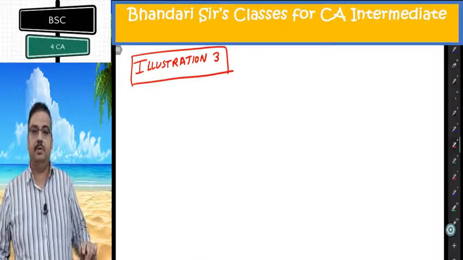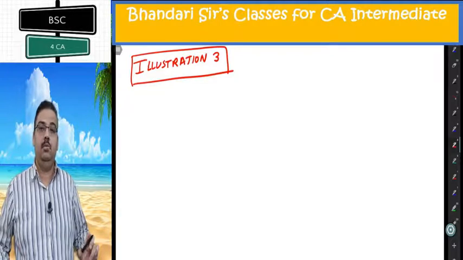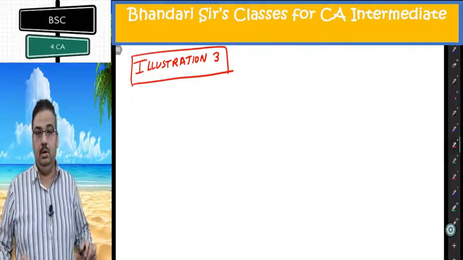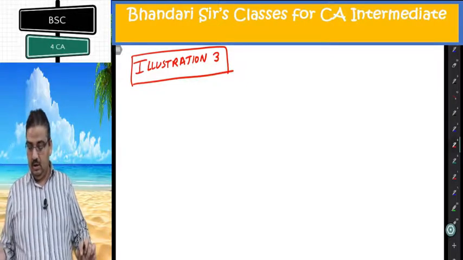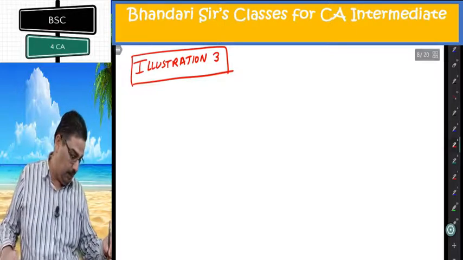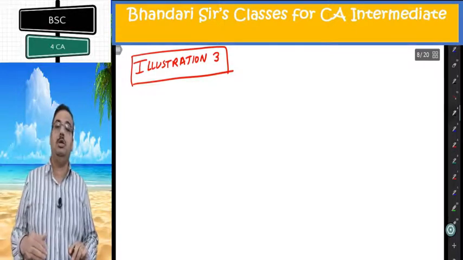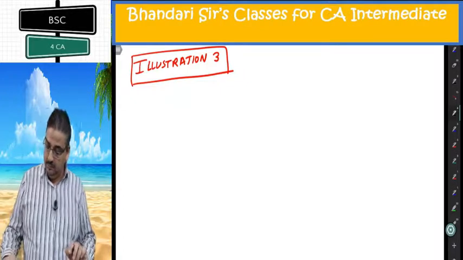Hello friends, so we have reached illustration number 3 which relates to batch costing in your institute study material. There is nothing difficult in the question. You have to create a cost statement, a cost sheet in which you will be reaching some cost per batch. So I am reading out from there.